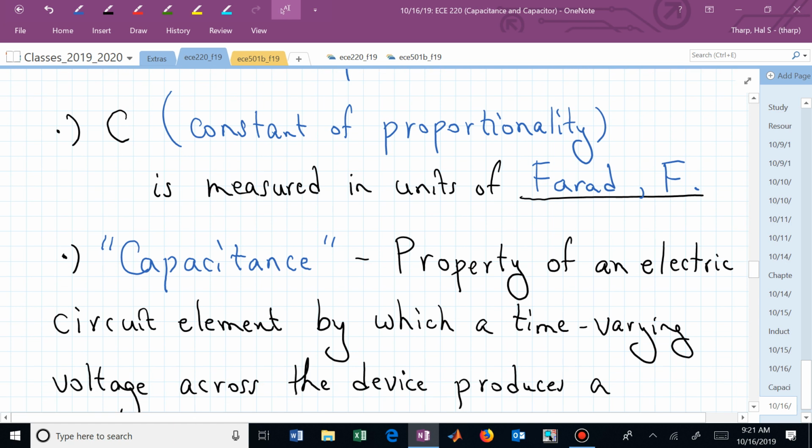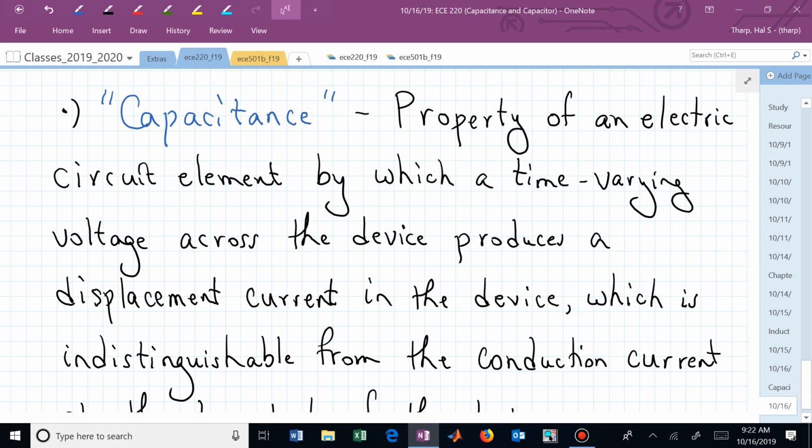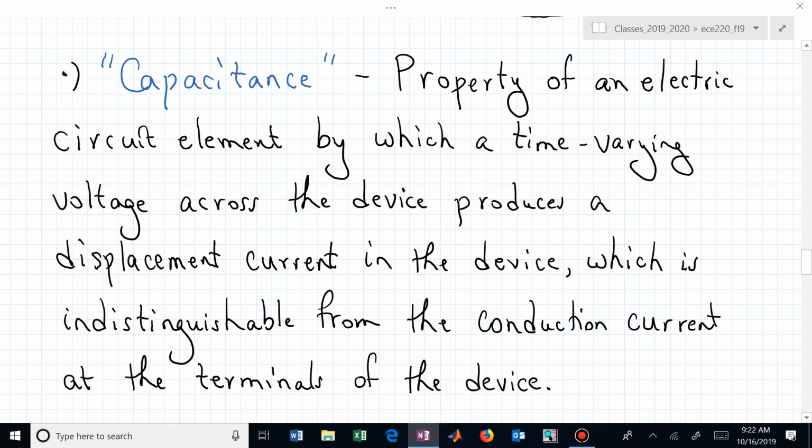And here's our long sentence that we are going to read. Wow, more than a screen. So I'll expand my screen. Capacitance. This is the property of this circuit element such that when we have a time-varying voltage, remember ICE, I is equal to C dV dt. When we have dV dt happening, then this particular device will have current flowing associated with it.